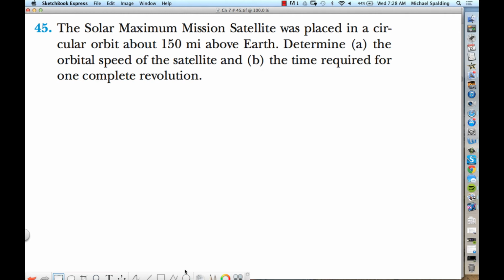Guys, 45 here. We're going to do this with no numbers. I'm just going to show you how to set it up because today is the day before Thanksgiving and we're going to do something fun.